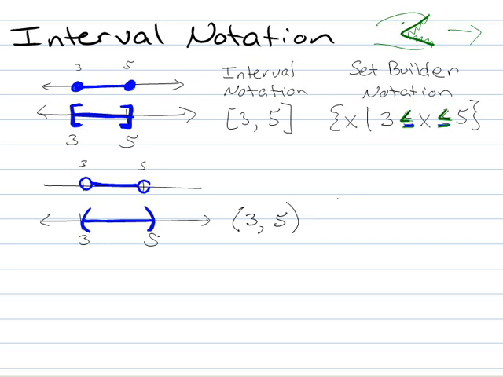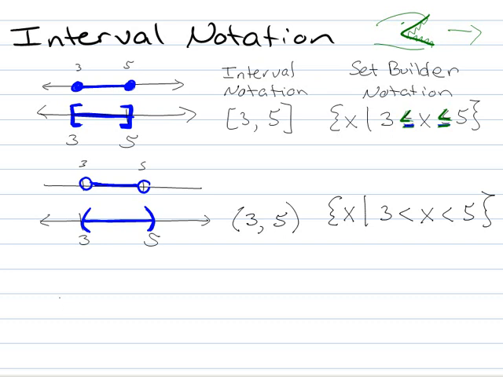And then in set builder notation, it would be x such that 3 is less than x is less than 5. But it wouldn't be less than or equal to. It would just be less than, because I'm not equal to 5. And that's the whole point, is I can't be equal to 5.